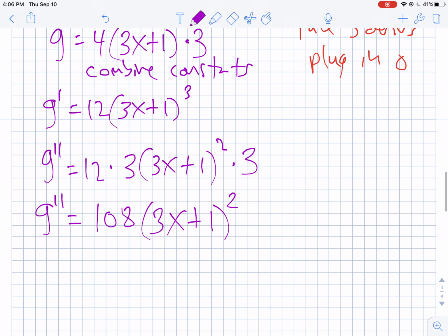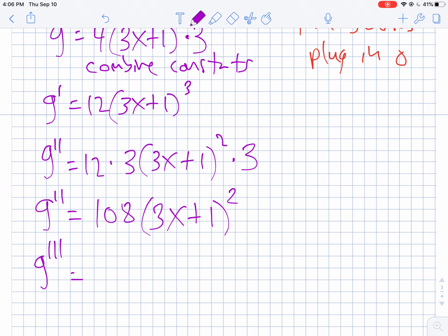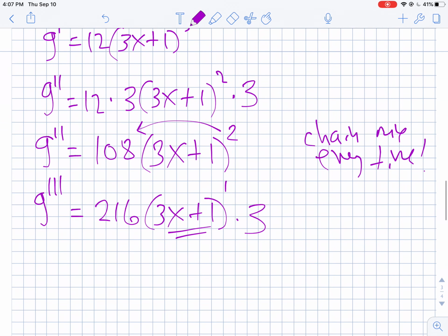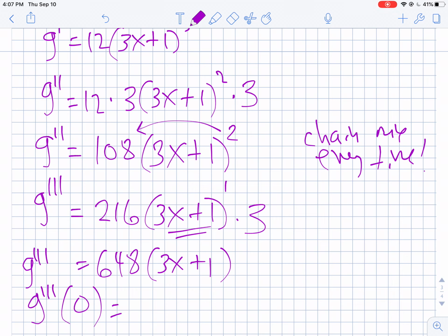These numbers got a little bigger than I wanted, but it's cool. So the third derivative here, the 2 comes down, so 2 times 108 is 216 times (3x plus 1) to the first power, times the derivative of the inside again, which is 3. I got to use the chain rule every time. Every time we're taking a derivative without exception, we're always doing the chain rule. So 3 times 216 should be 648 times (3x plus 1). Okay, so now that we've taken our third derivative, now we can go ahead and plug in 0. So g triple prime of 0 is 648 times 1, so just 648. Okay, so that's the third derivative.